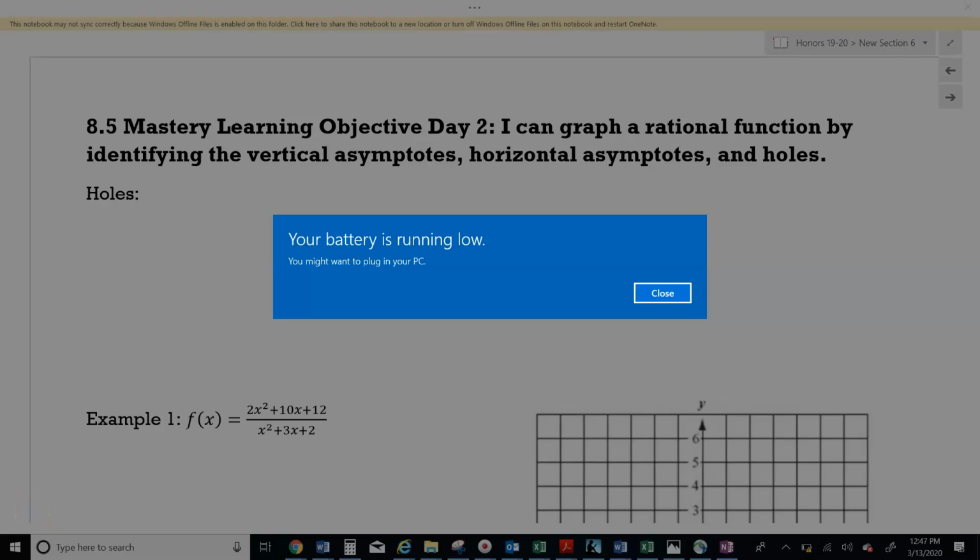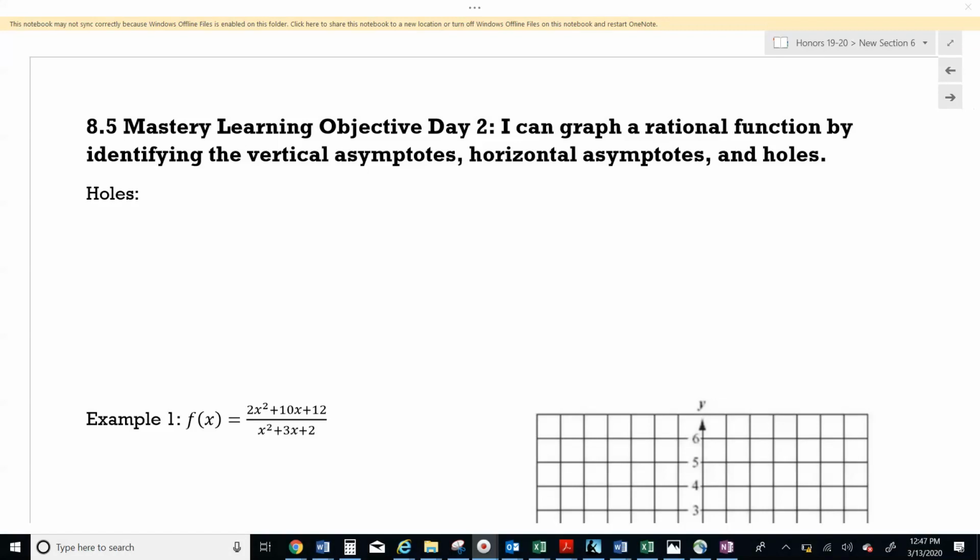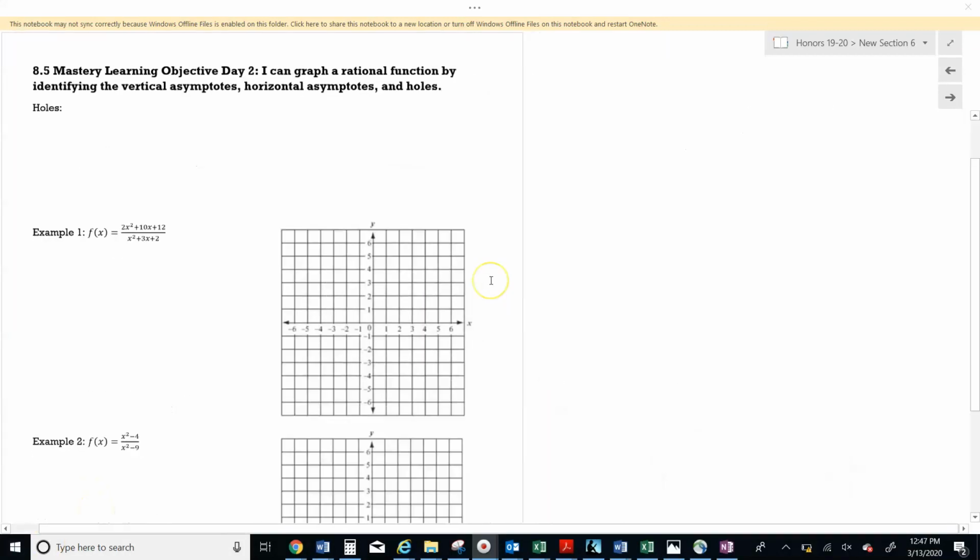Okay, so we are looking at graphing. And with our graphing, we're really only adding one little new thing today. And that new thing that we're adding is holes. Okay? So holes is another type of discontinuity.